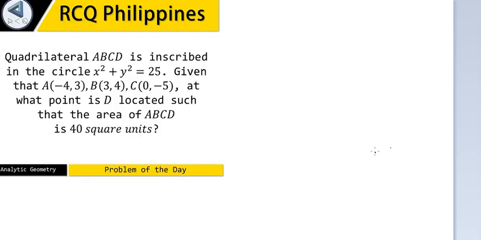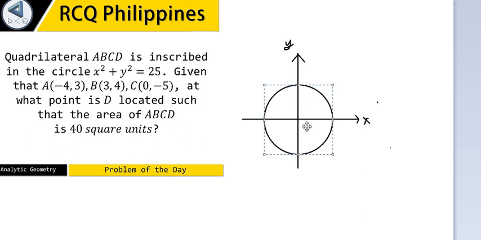First, we need to draw the diagram. So we have x, y, and we have the circle. The circle is at the center, and the radius is about 5, because this is about 25. So we have 5, negative 5, positive 5, and negative 5. Now we have the point A, negative 4.